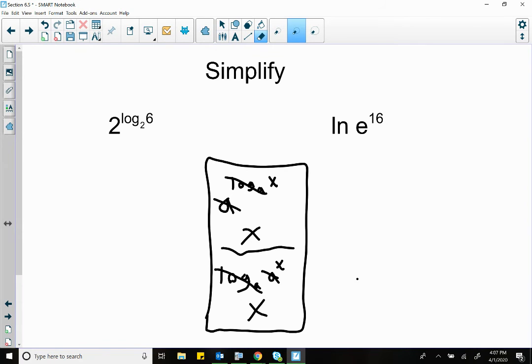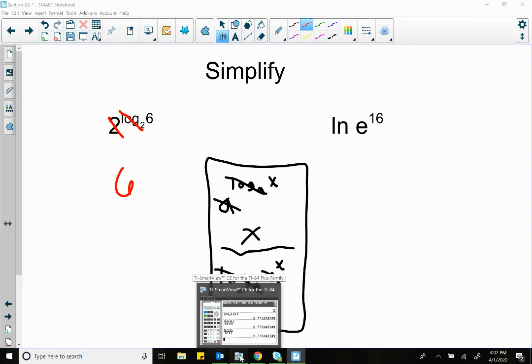Okay, so if you look at this first problem, notice I've got a base of 2. Notice it's raised to a power of a log with the same base. That's what we're talking about right here. So if I take 2 to the log base 2 of 6, all that's going to happen, I get 6. And again, you can go to your calculator and actually plug this in and see that that's what happens.